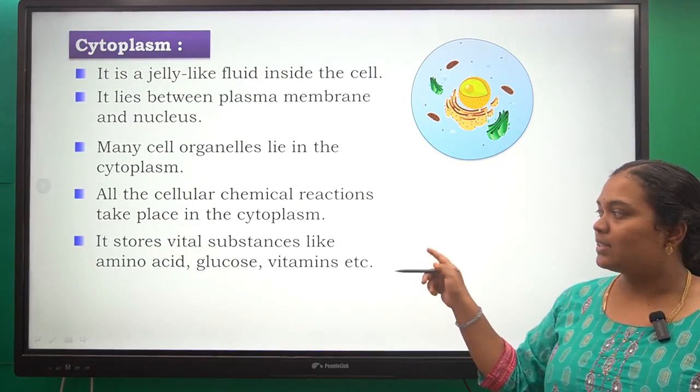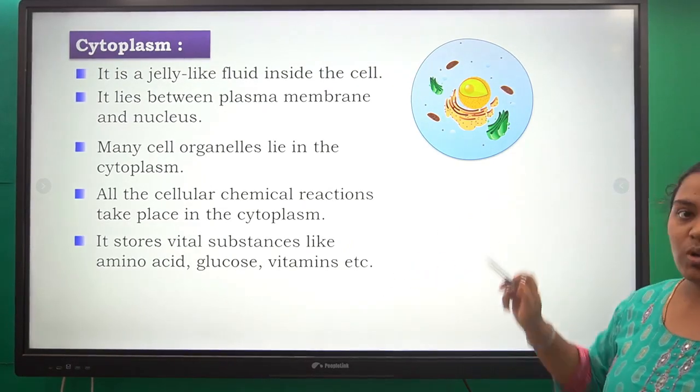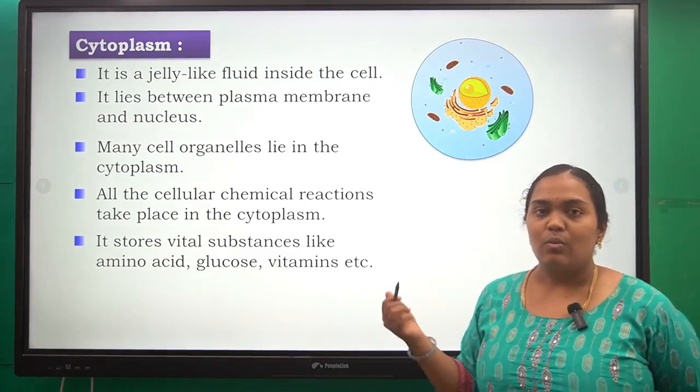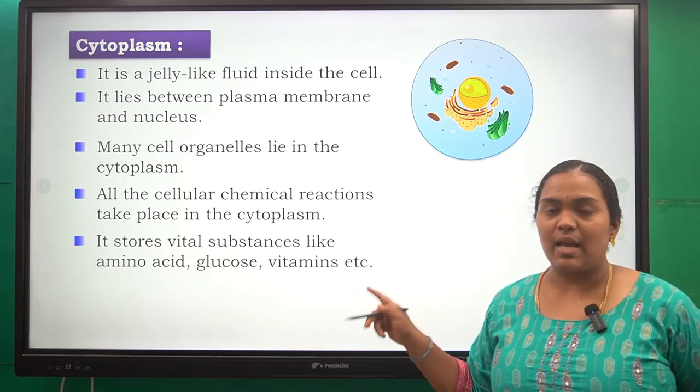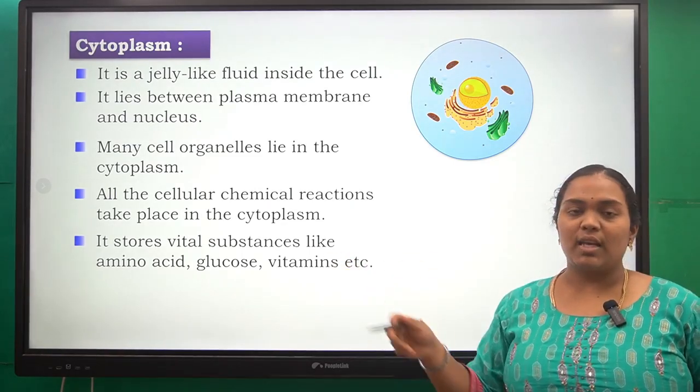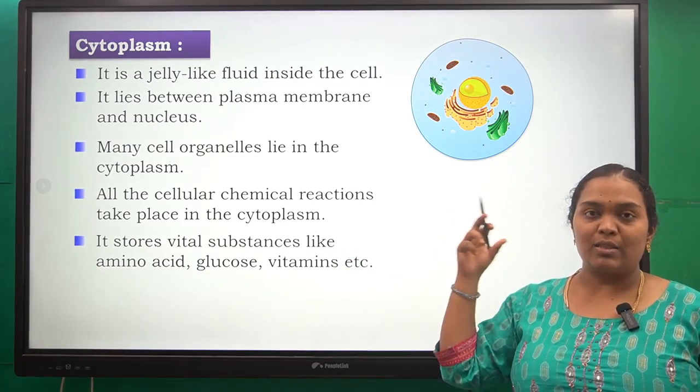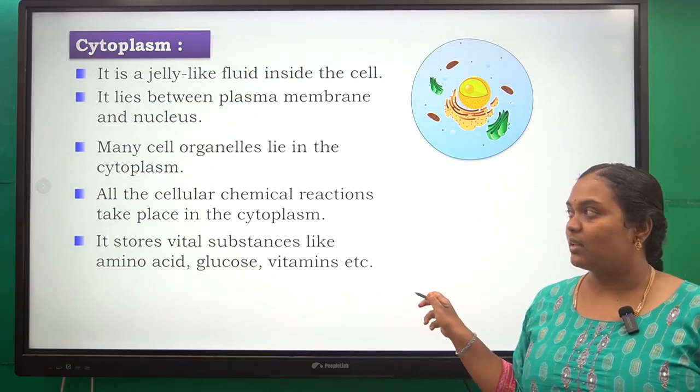It stores vital substances. What is it storing? It is storing amino acids. What is present in the cytoplasm? Amino acids, glucose, vitamins and many more. All of these together help in the movement or transport of material inside the cell.